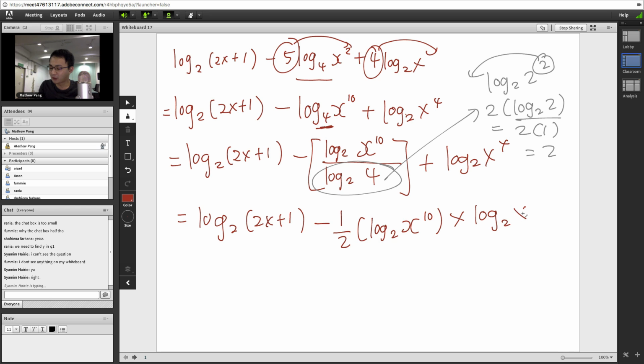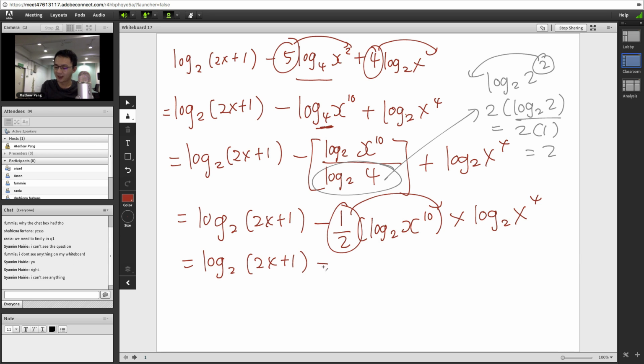Why do I want to do that? Because now I can move my 1 over 2 up, and it will become 10 multiply 1 over 2. If 10 multiply 1 over 2, you know the whole thing is power of 5. This is log 2. I will remain this one, and the 1 over 2 over here I will move up and it will become power. So 10 multiply 1 over 2 is just 5.